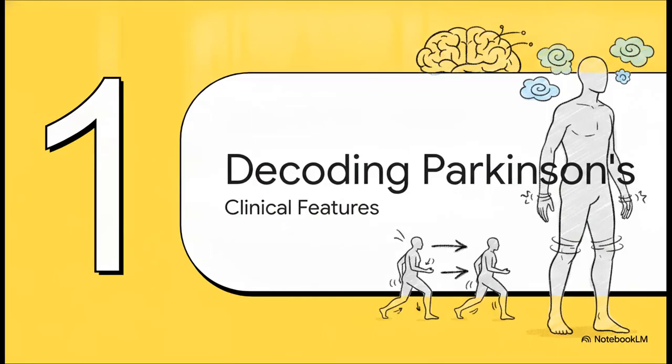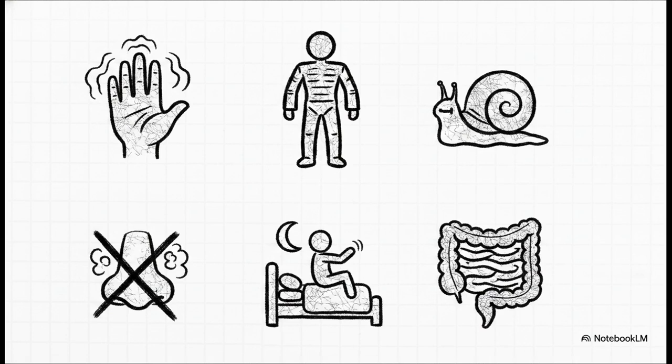So, Section 1, Decoding Parkinson's Disease. We're starting right at the surface level, looking at how this disease actually manifests in a patient. Historically, Parkinson's has always been defined by what we can physically see. You're probably already familiar with those classic cardinal motor features, things like bradykinesia, which is basically just a general slowing down of movement, along with that recognizable resting tremor, rigidity, and postural instability.